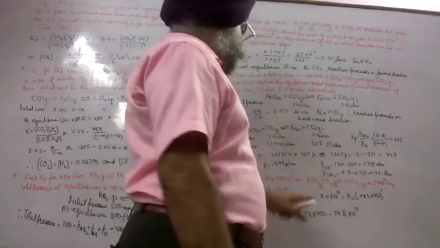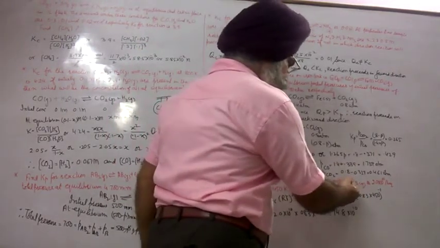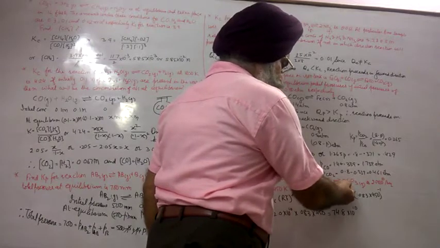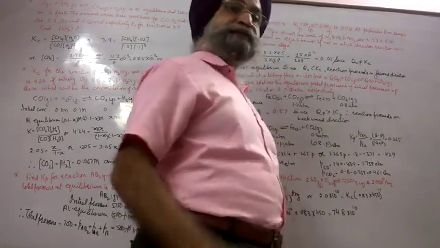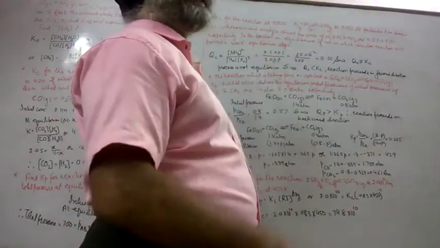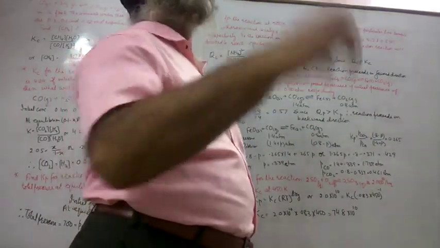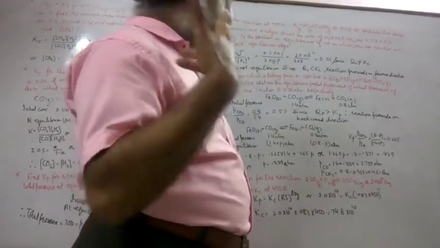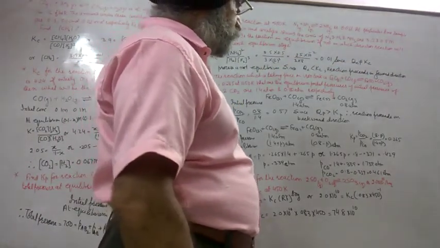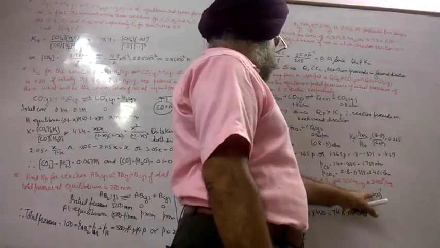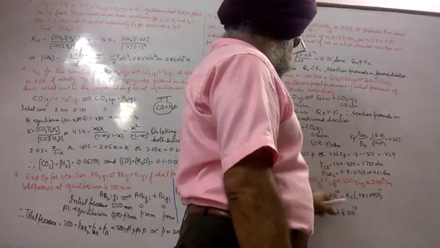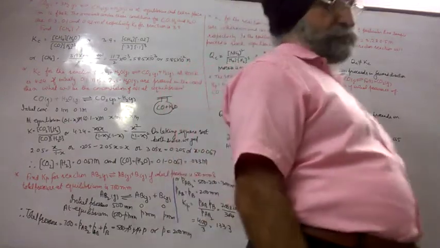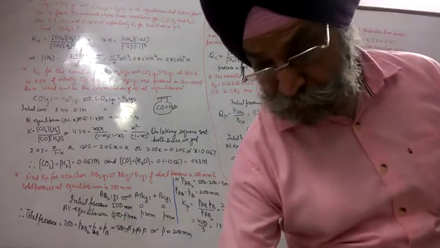Temperature 450. Then Δng: reactant moles are 3, product is 2. 2 minus 3 is minus 1. If there is any solid component, that will be treated as negligible; solids don't exert partial pressure. Minus 1 means this will come downward, then multiply. This is the answer. So the rest of the problems you will solve on your own.